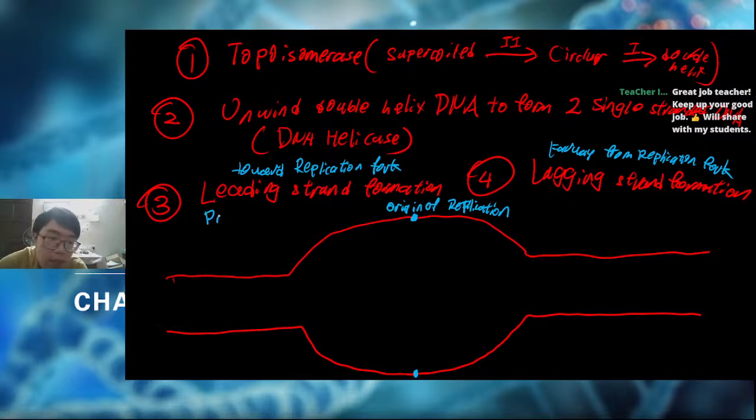So primase. Why do we need primase? Because DNA polymerase cannot directly add nucleotides. So it needs to synthesize a primer first. So for the primer, I use this color. They have to synthesize the RNA primer first.